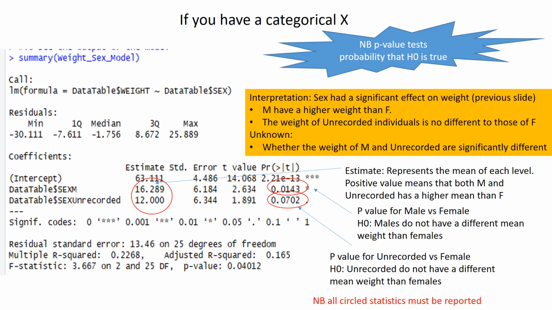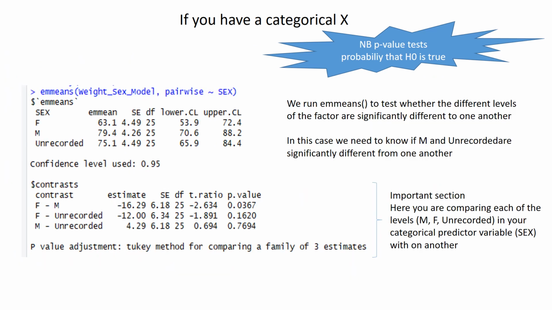So for that reason, if you have a categorical X variable, you need to run one more line of code, and that is this EM mean, where you put the name of the model in it, and then you provide the name of the categorical variable which you want to compare. So you need to type pairwise, the tilde, and then provide whatever your categorical variable is. In this case it was sex.